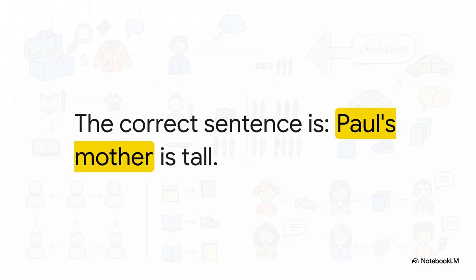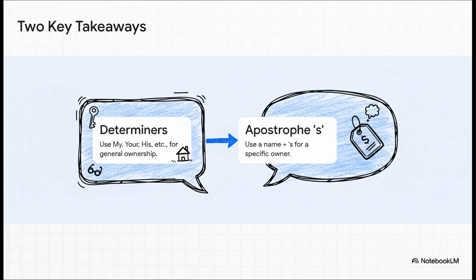Nicely done. So let's just boil it all down. If you only remember two things today, let it be this. Number 1, use those determiners like my or your when you're talking about general ownership. And number 2, use a name plus an apostrophe S when you want to call out a specific owner. General versus specific. That's the key.